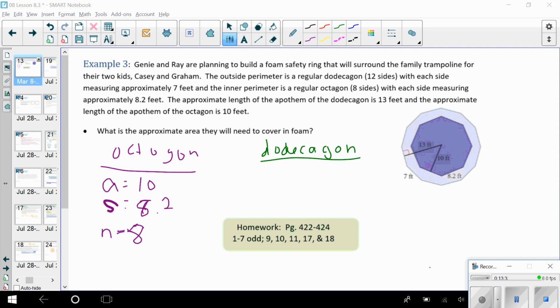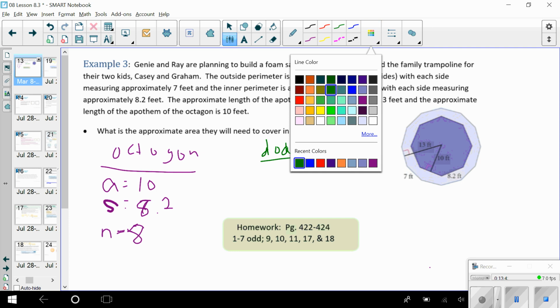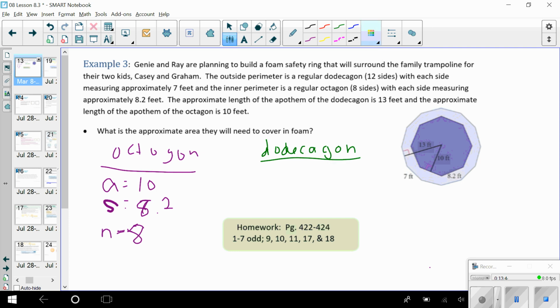So we can use the formula that we just derived in the last section of our notes. For an octagon, we know that the apothem is 10 feet, that each side is 8.2 feet, and that there are 8 sides total. And for the dodecagon, we know that the apothem is 13 feet. We know that each side is 7 feet, and we know that there are 12 sides total.